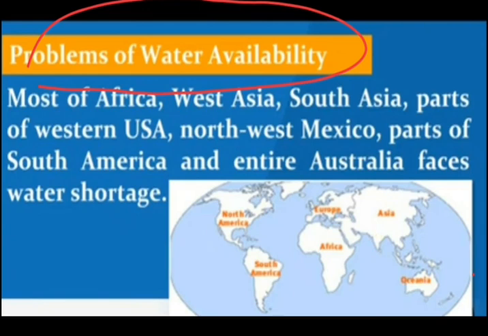If you talk about the whole world, as you can see here, there is a scarcity or shortage of water in many regions of the world. Most of Africa, West Asia, South Asia, parts of Western USA and Northwest Mexico, parts of South America, and entire Australia are facing shortage in fresh water supply. Kaun kaun se hain jo aapki fresh water supply ki problem ko face kar rahe hain? Shortage.